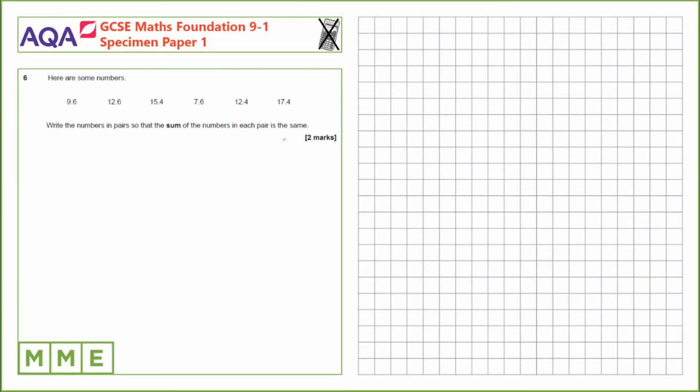Question 6. Here are some numbers. Write the numbers in pairs so that the sum of the numbers in each pair is the same, for 2 marks. First thing that's useful to do in this case is to write the numbers in order. So we'll start with 7.6, 9.6, 12.4, 12.6, 15.4, and 17.4. The reason we do this is if we want to add 2 numbers in pairs, the easiest way to make sure that our answer is similar for all 3 pairs that we create is to add the smallest and the largest each time.